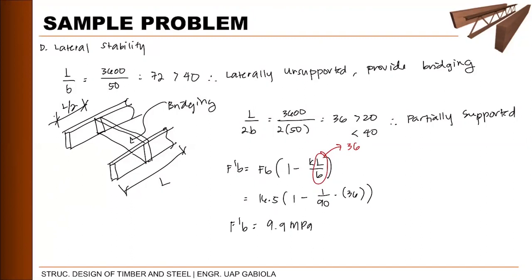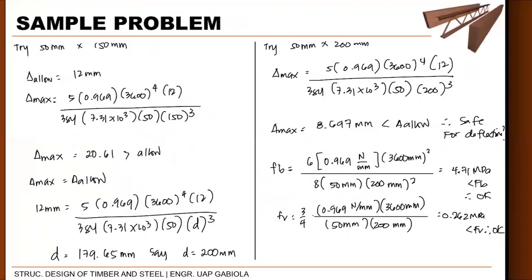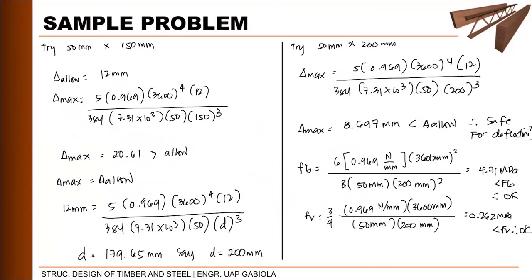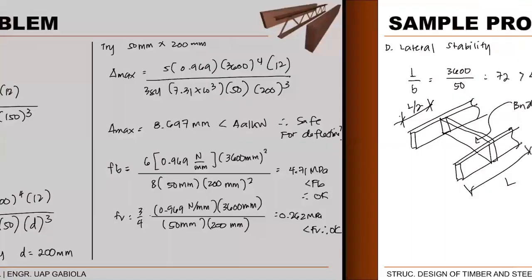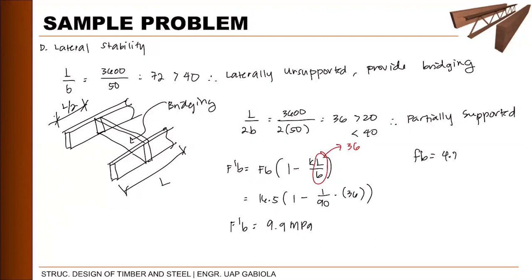Okay? So kapag nakuha mo yung bagong reduced value ng bending strength mo, you need to check yung FB mo. And according dun sa previous slide, ang FB natin ay equivalent sa 4.71. Okay? So 4.71 MPa is less than dun sa F prime B natin. Okay? So therefore, safe for flexure and lateral stability.